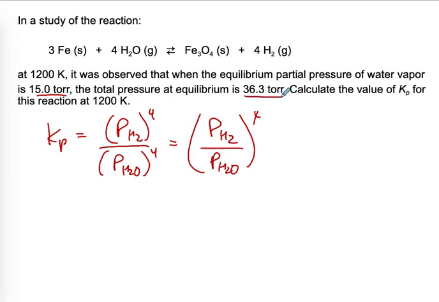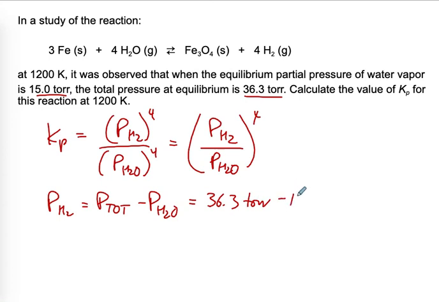How do we calculate the partial pressure of hydrogen? Well, we're going to be using Dalton's law of partial pressures, of course. pH2 equals P total minus pH2O equals 36.3 torr minus 15.0 torr, or 21.3 torr.